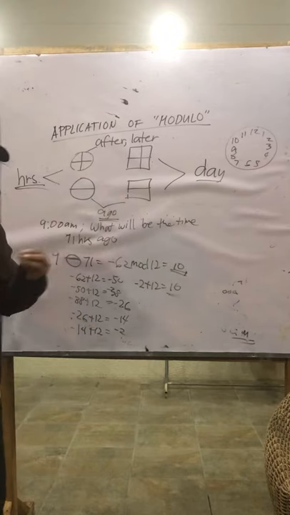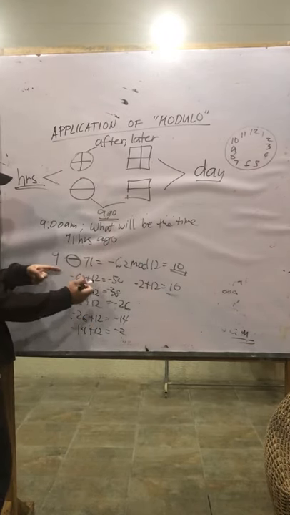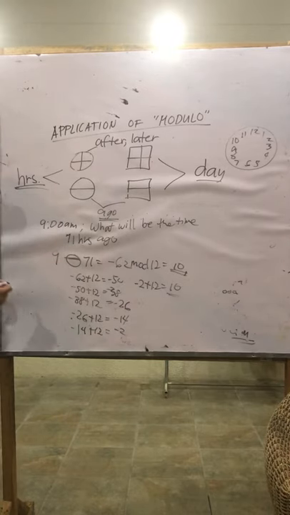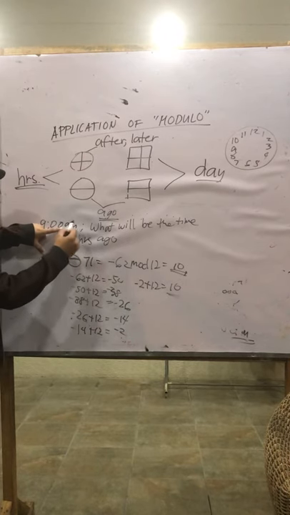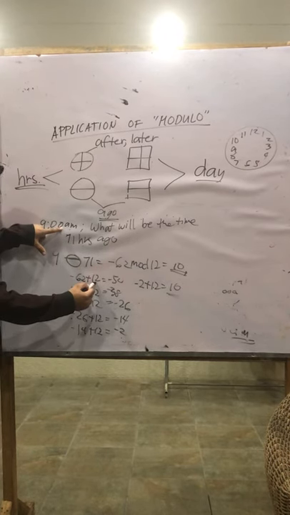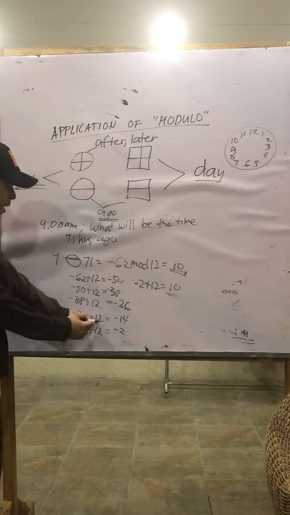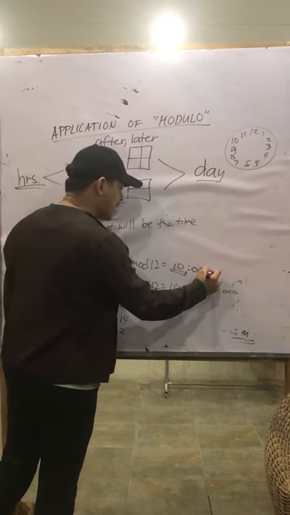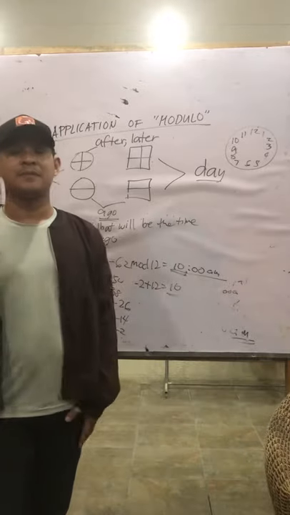Is it AM or PM? Let us find out. We have how many 12s? 1, 2, 3, 4, 5, 6. 6 12s. Therefore, we can say that this will be AM. After 12 hours, it will become PM, AM, PM, AM, PM, AM. Therefore, the time will be 10 o'clock AM.